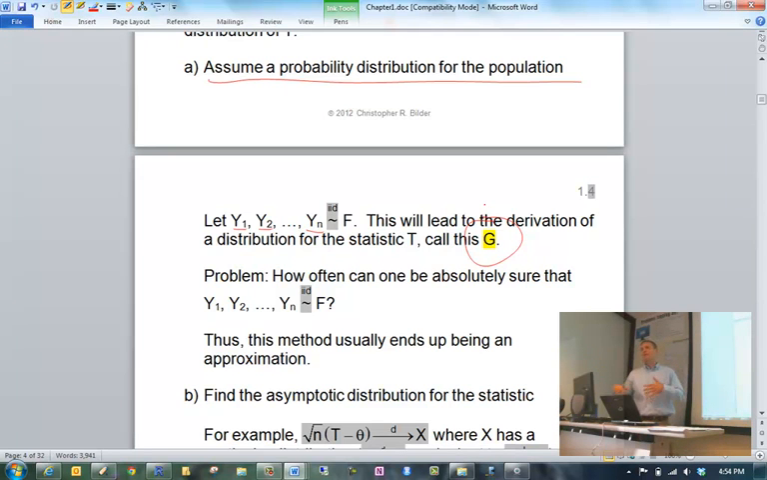Where do I get this notation? It's from the book. So if you don't like it, blame the book, not me.